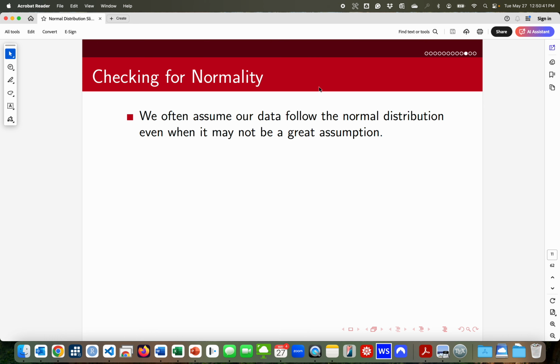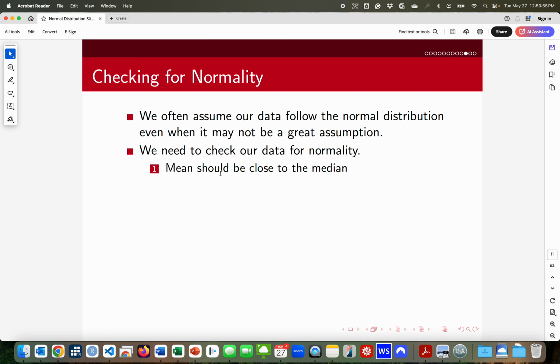We often assume normality, so it's important to check for normality, at least informally, because it may or may not be a great assumption. If something is truly normal, the mean and the median are the same, because the distribution is perfectly symmetric. The skewness and excess kurtosis will also be equal to zero.